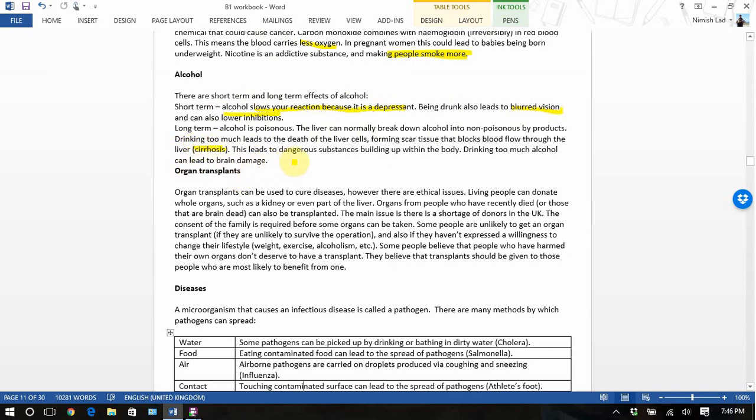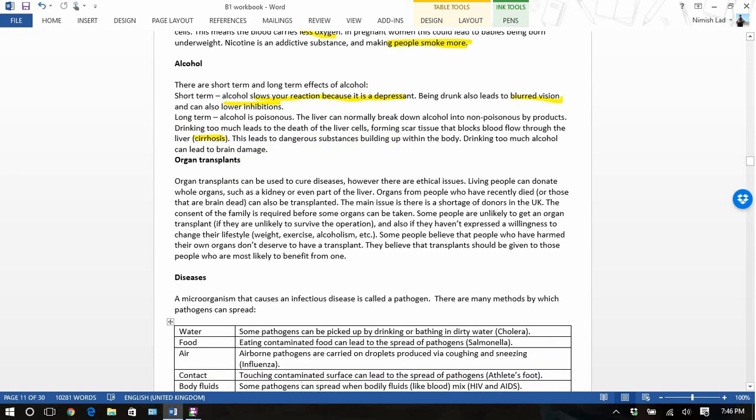This leads to dangerous substances building up within the body. Drinking too much alcohol can also lead to brain damage. They also like to link this to the social ramifications. So you could say it could lead to potentially increased crime rates. And also the cost of addiction, so that people need to pay for their alcoholism.